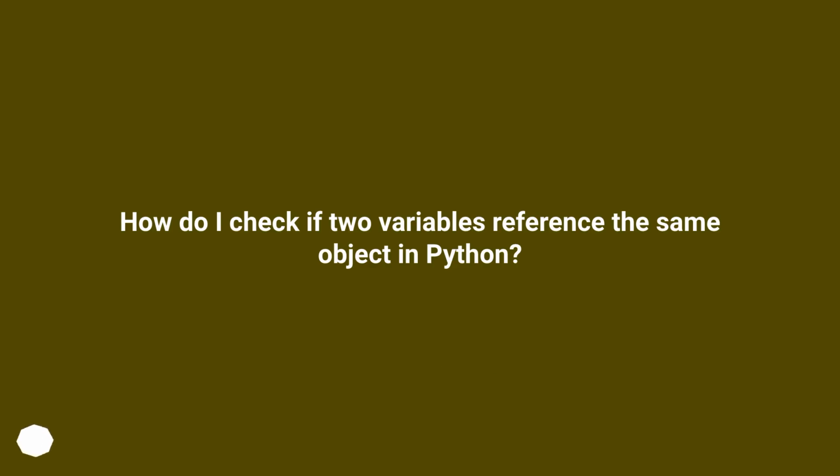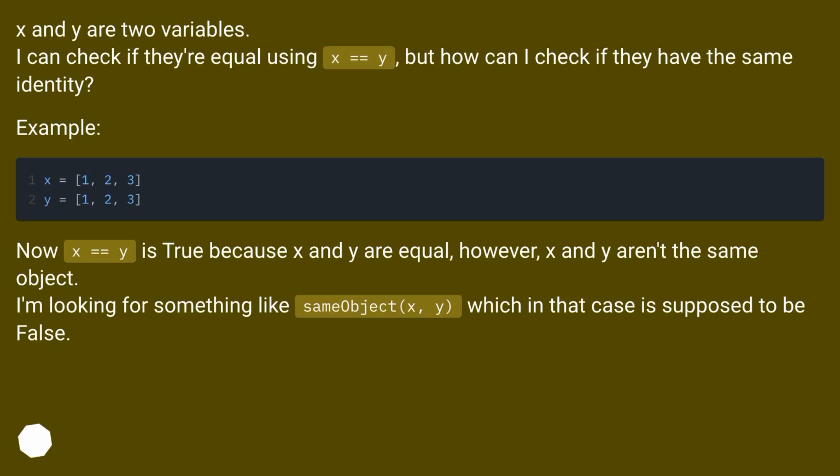How do I check if two variables reference the same object in Python? X and Y are two variables. I can check if they're equal using x equals y, but how can I check if they have the same identity?